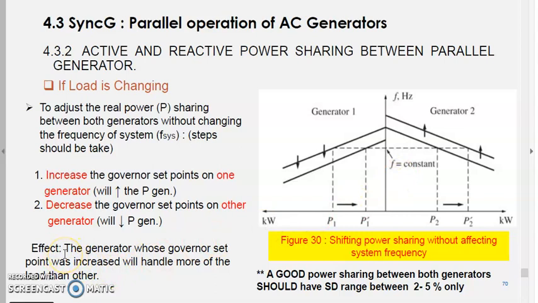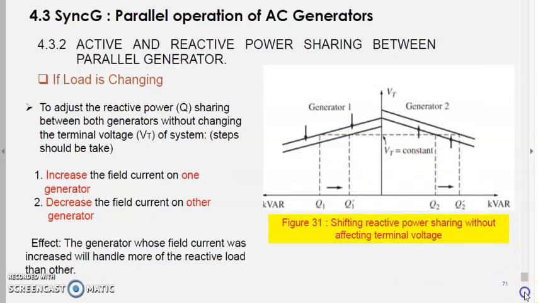The effect, or the benefit, is that the generator whose set point is increased will handle more of the load than the other. Increase more means that P will increase more. A good power sharing between the generators should have a speed droop range between 2 to 5% only, and you have to limit it between 2 to 5%. If you drop more than that, it is considered a poorly performing generator.